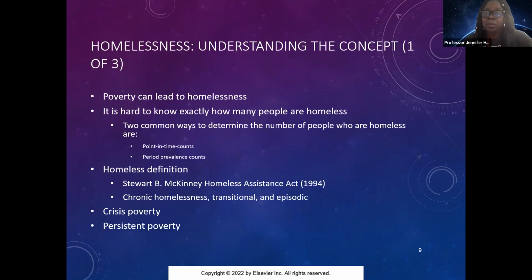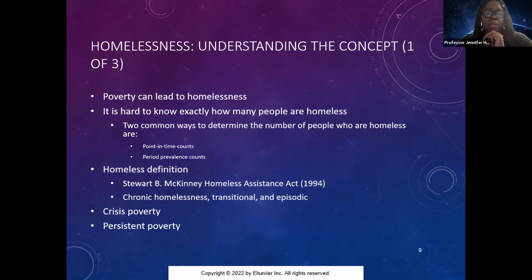So poverty can lead to homelessness, okay? That goes without saying. And it's hard to know exactly how many people are homeless. You can count the number of persons who are homeless on a given day or week, these are point in time counts. Some people count folks that way. And then you can also use period prevalence counts, which examine the number of people who are homeless over a given period of time, to get an idea of, if you're in a certain area, let's say homeless camps, the magnitude of your resources, I mean, your programs.